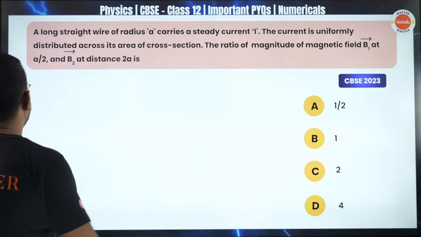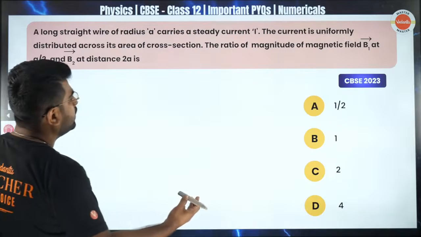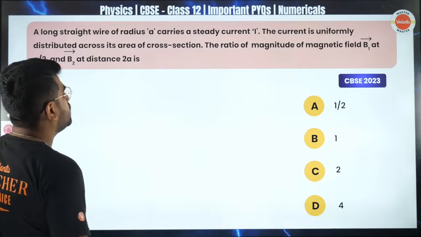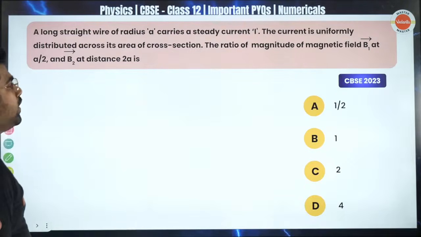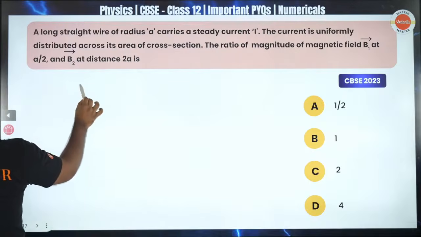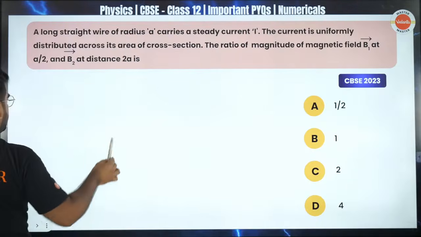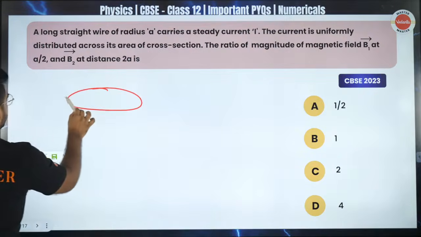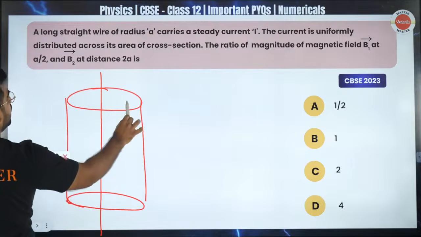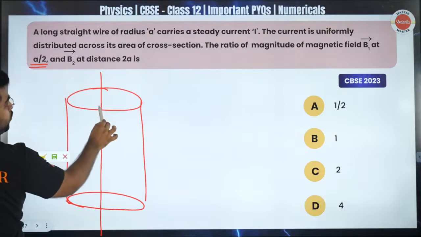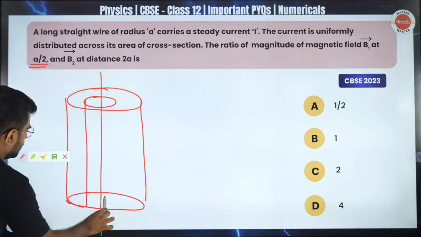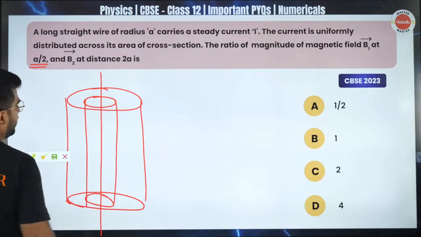So let's solve this question. This question is based on B dot dl is equal to mu naught I enclosed. So it's your Ampere's circuital law. Let's try to use that. First case, you have a long wire of radius A, but we are finding the field at A by 2. So A by 2 means I will take this small portion alone.